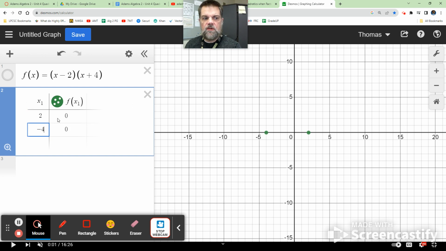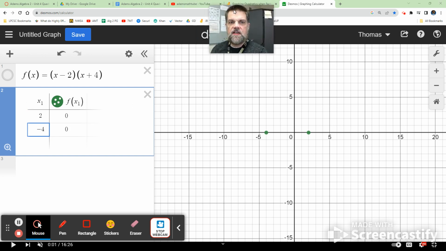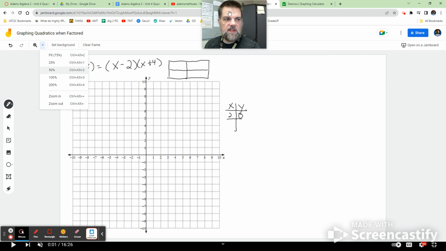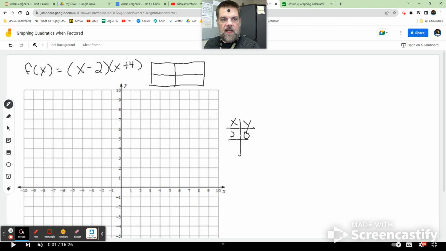And so what we're going to do is let's plot these points on our graph, and write that stuff down. So when x equals 2, y equals 0. Let me zoom in a little bit so we can see this a little better. And then when x equals negative 4, y equals 0, and I'm going to graph those 2 points. So that's going to be 2 comma 0 here, right? And then negative 4 comma 0 here. Okay?